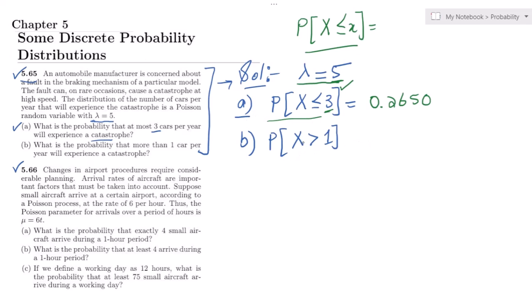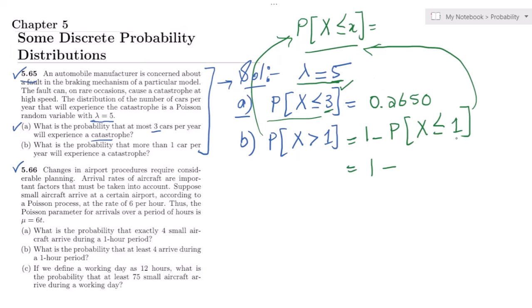In part B, as this is not in the required form, it can be written as 1 minus the probability that x is less than or equal to 1, because here all the values are greater than 1. Now I know the value of x and the value of lambda, so by using the probability table, I can find this value.